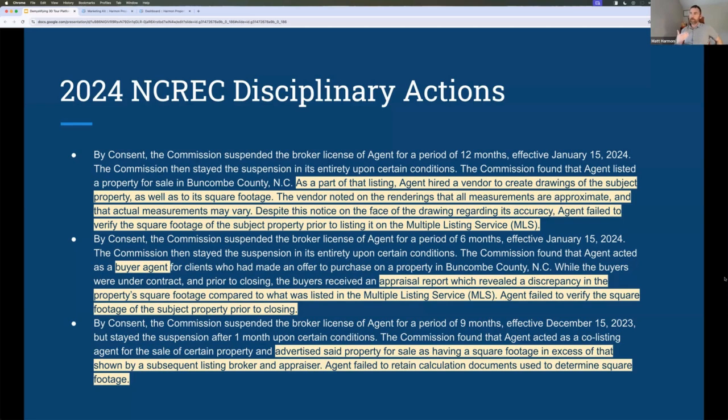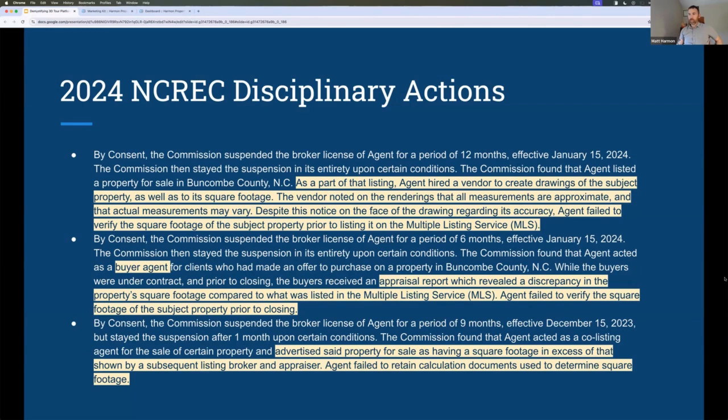In the second one, this is a disciplinary action on the buy side, which is new and a little scary, and I wanted to include this one. The buyer's agent was disciplined because the buyers received an appraisal report that revealed a discrepancy in the square footage compared to what was in the MLS, and the agent failed to verify the square footage of the subject property prior to closing. I don't know anything more than this. This is just what was put out by the real estate commission. So how I tried to piece this together is that the buyer's agent must have known, hey, there's a problem with this square footage, and they didn't do anything about it. They just let it go all the way to closing. That's the only thing I can figure out on this one, knowing what I know here.